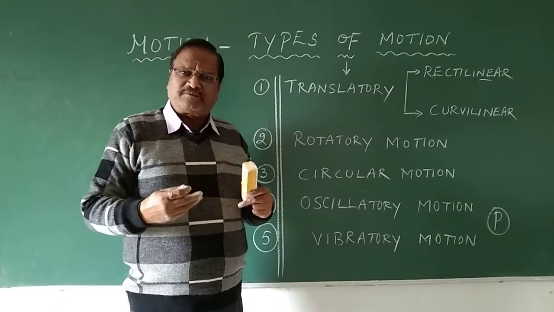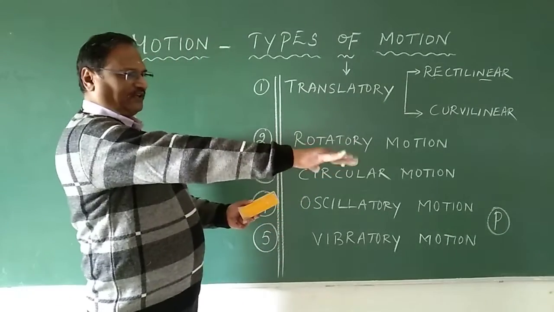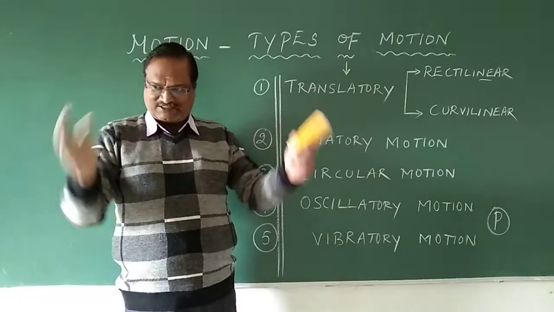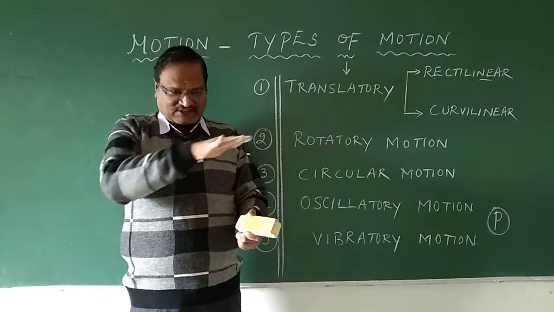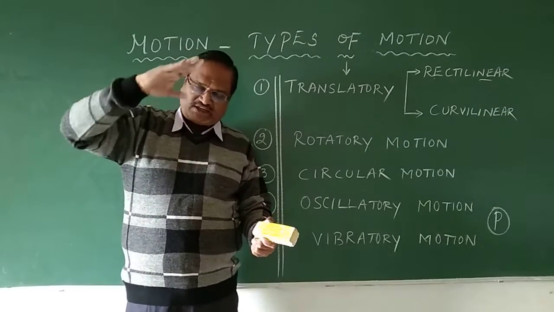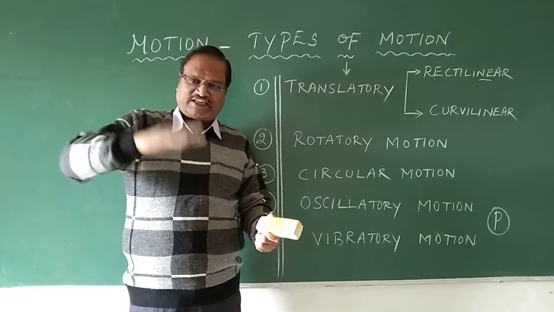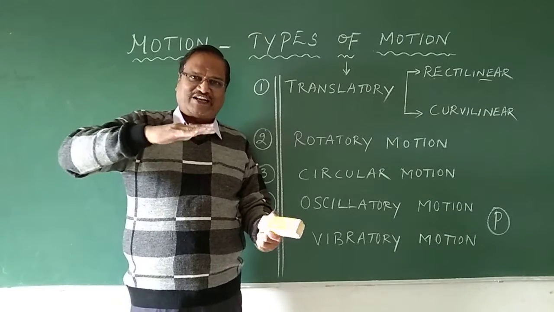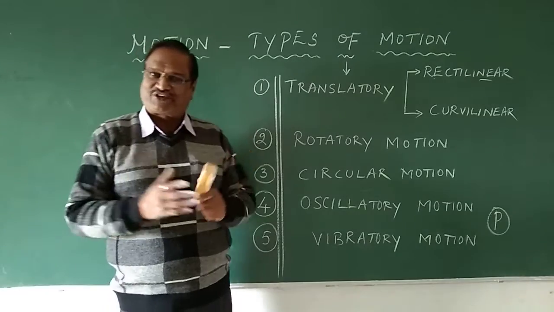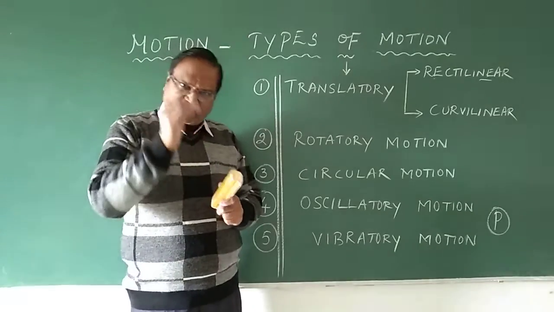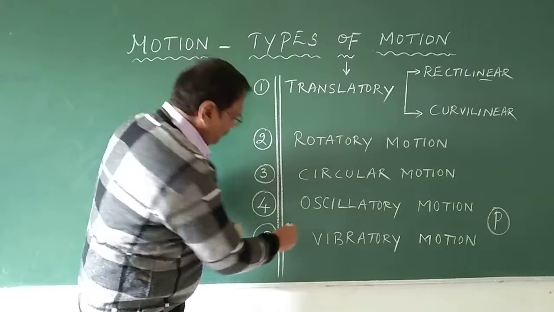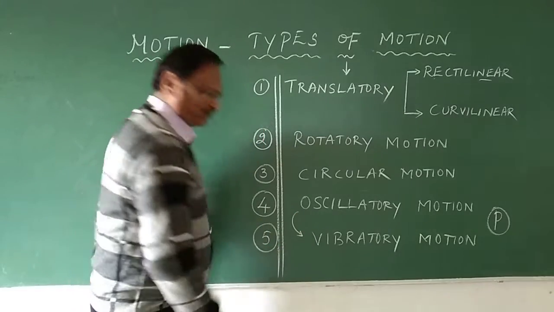What is vibration? For example, tabla. You know tabla, right? In tabla, there is a membrane, a skin. So when you beat it, dum, then what will happen? It will vibrate up and down, back and forth, and that is called vibratory motion. That is also a type of oscillatory motion. This is a special type of oscillatory motion.